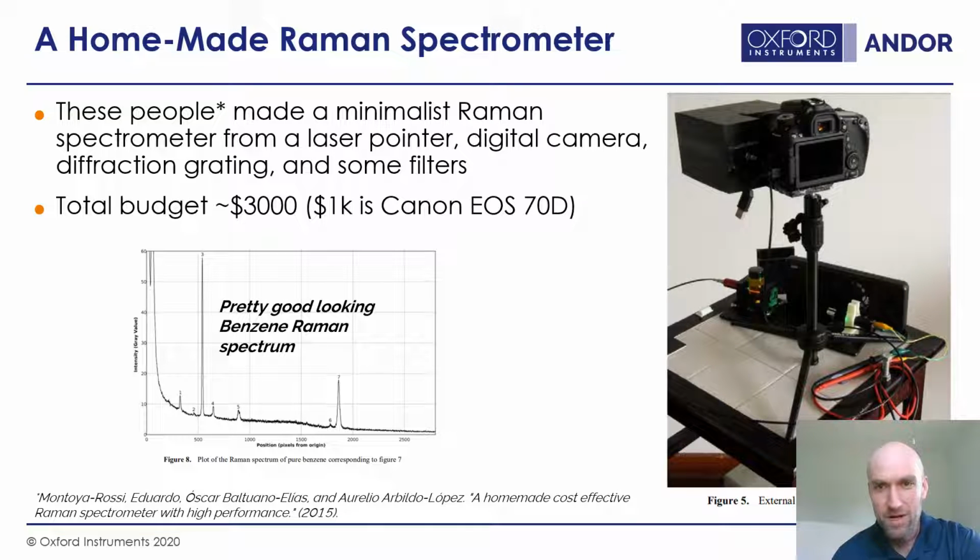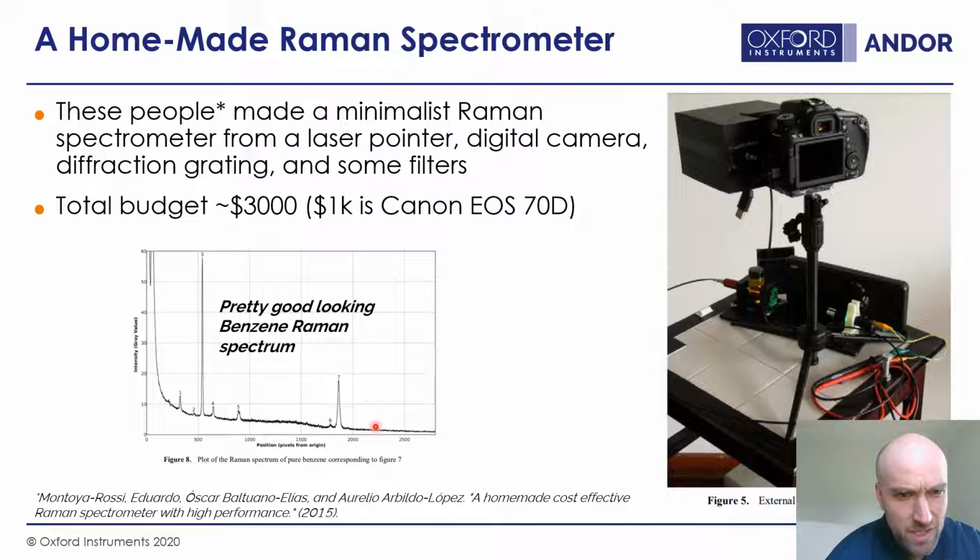So here's the laser pointer. Here's the spectrometer integrated onto the camera. Here's the laser and the sample chamber. We'll go through this in a second. And with this simple system, they were able to get a pretty great looking benzene Raman spectrum.